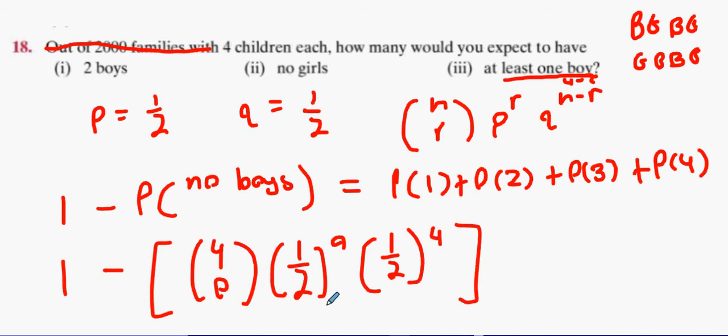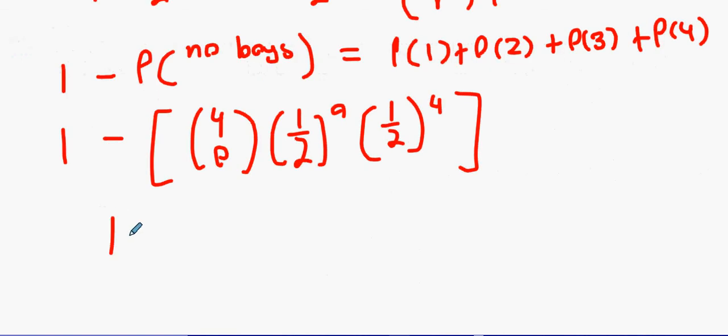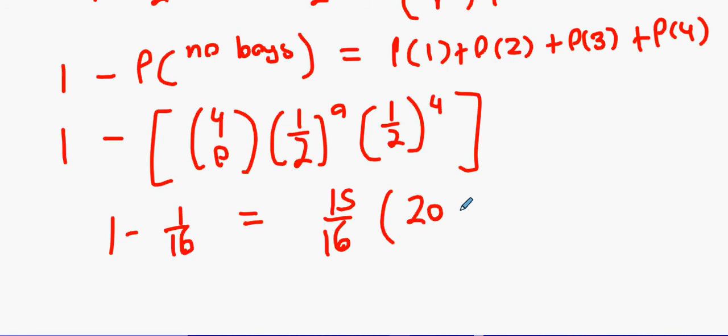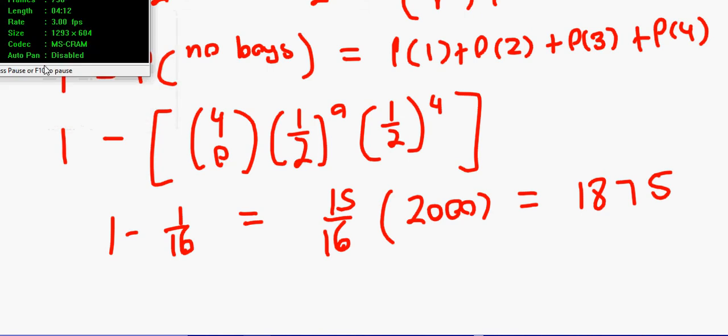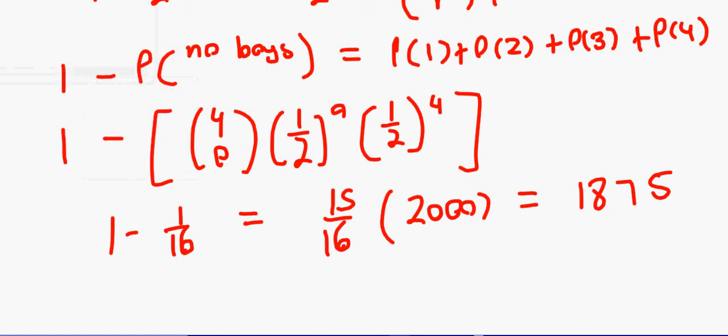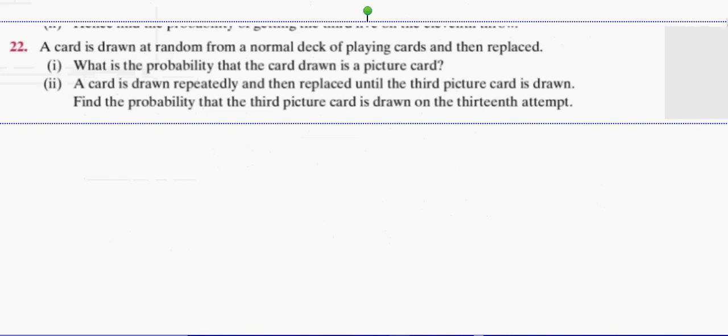So it's going to be 1 take away 1/16, which is 15/16. 15/16 is the probability that you have at least 1 boy. And then you multiply that by your 2,000 families, and you get 1,875 families at least have 1 boy out of the 2,000. Any questions? I'll pause it. Alright, let's move on. So I'll go for 20 first.